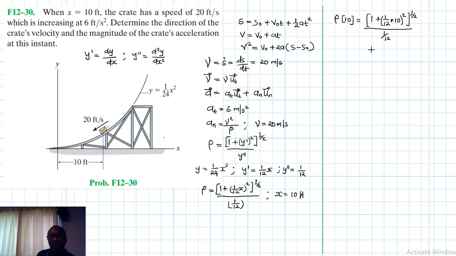So now I want to plug this directly into there. Let's use this equation once more. Our an is equal to v squared divided by rho, and our v is equal to 20 meters per second. This is not seconds, sorry, this is 20 feet per second. I was using feet at some point, sorry. This is feet, right?